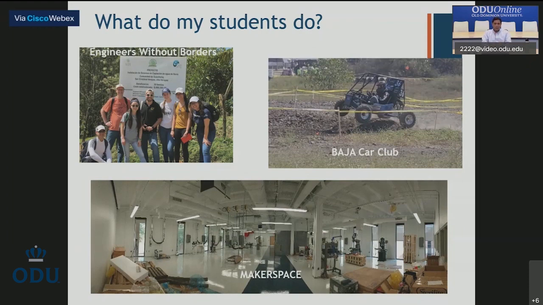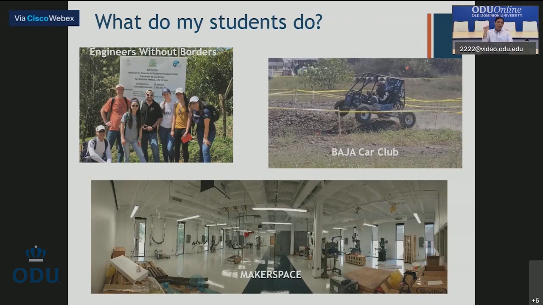This is a space that we have almost done. Everything is there. We're about to open. This is a new space where students are free to use all the equipment in there. They have drills, lathe, you name it. 3D printers, of course.